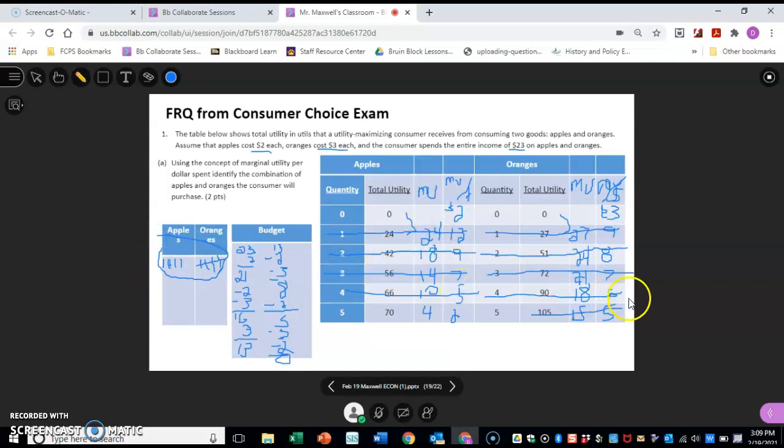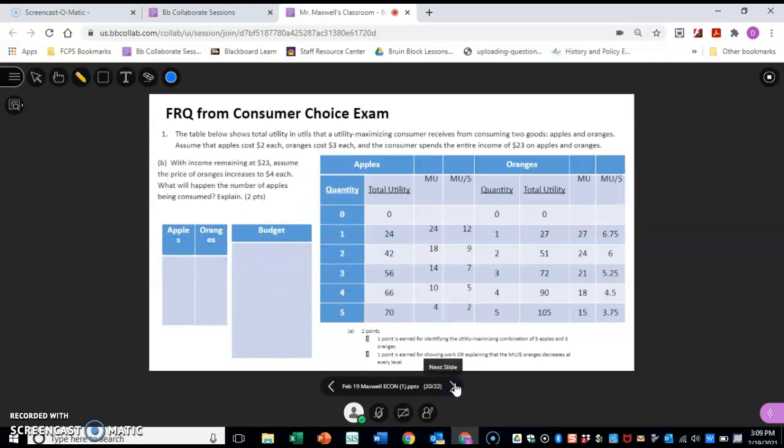And the way to get the points on this question is to do this math and show... well, actually, you have to do this whole math. You have to show me this math and come up with 5 and 4. Or, sorry, 4 apples, 5 oranges. All right, that's part A. Now, part B gets a little more interesting.